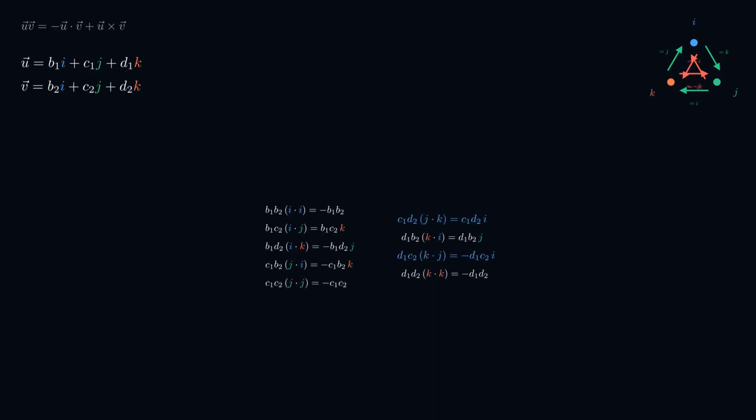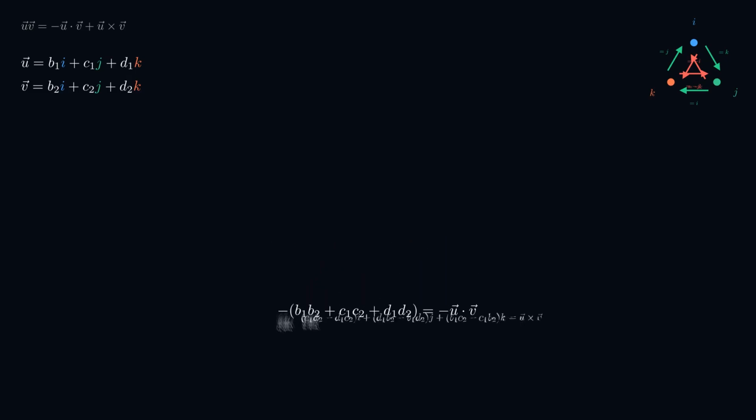Now collect the 9 results by type. The terms with no i, j, or k form the scalar part. The rest sort into 3 groups, by which unit they carry. Scalar: -b1 b2 minus c1 c2 minus d1 d2. That's -u dot v. The i, j, k coefficients: that triple is precisely the textbook cross-product formula for u cross v.